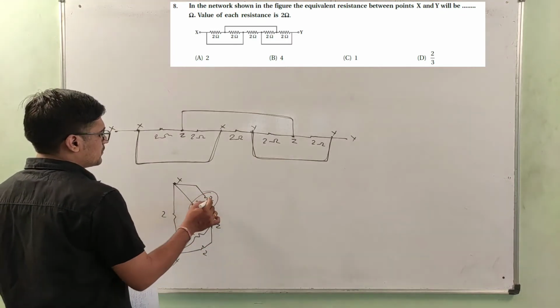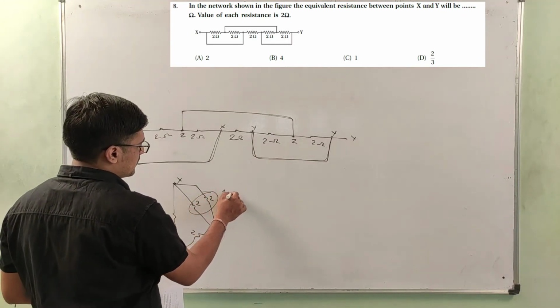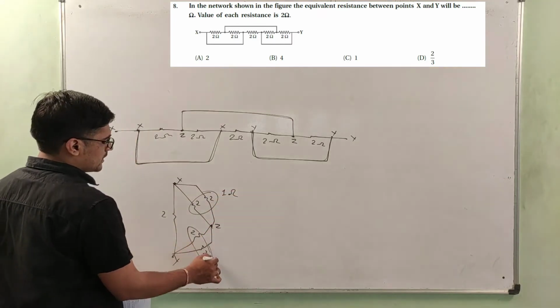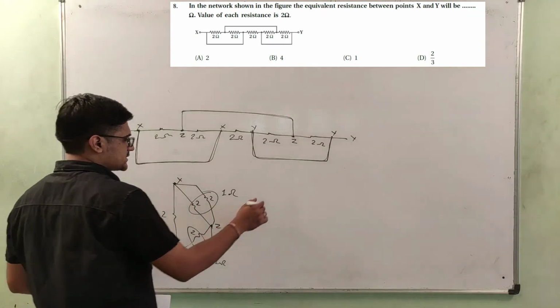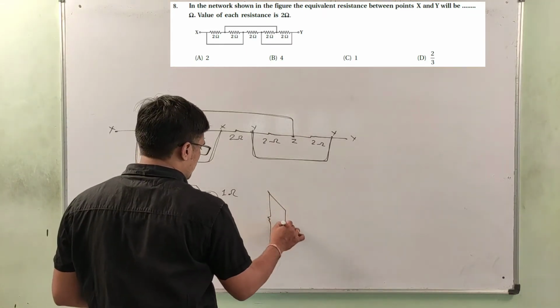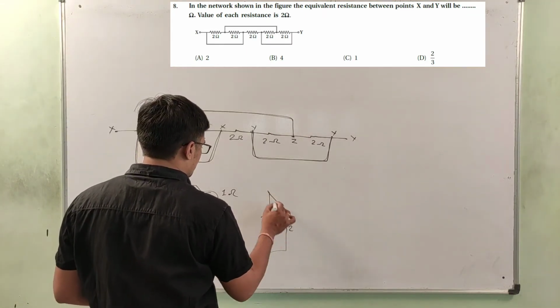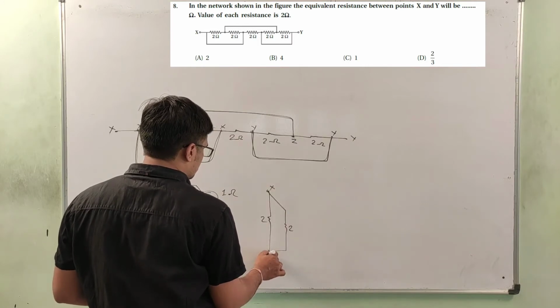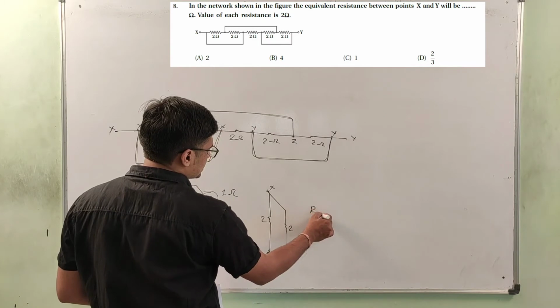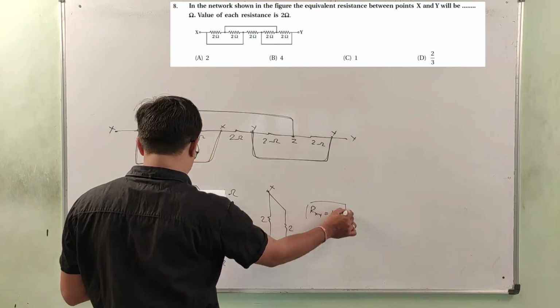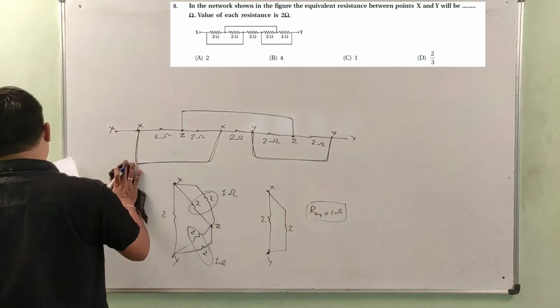So these 2 and 2 are in parallel, so it becomes 1 ohm. These 2 and 2 ohm are also in parallel, so it becomes 1 ohm. This 1 ohm and 1 ohm are in series, so it becomes 2 ohm. So both 2 ohm resistances are connected in parallel, so the equivalent between X and Y is equal to 1 ohm. So 1 ohm is our answer.